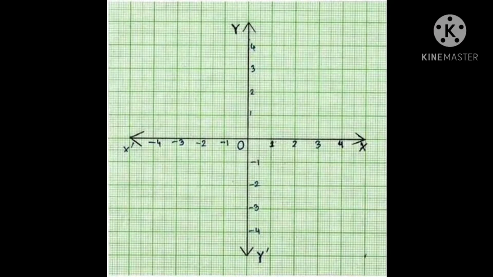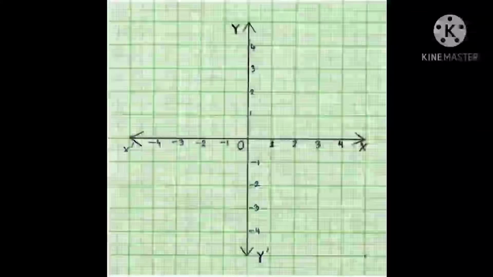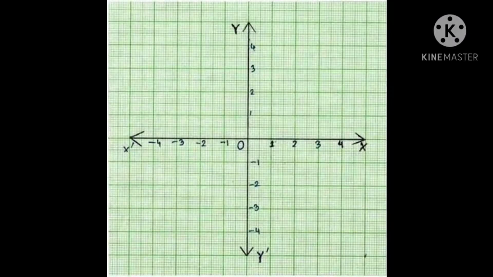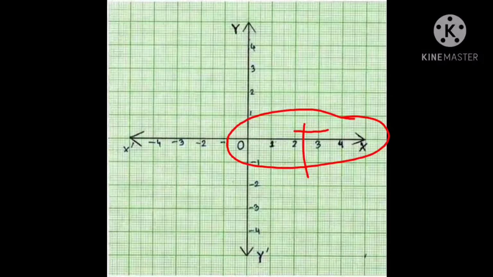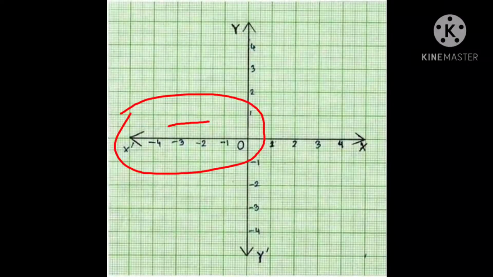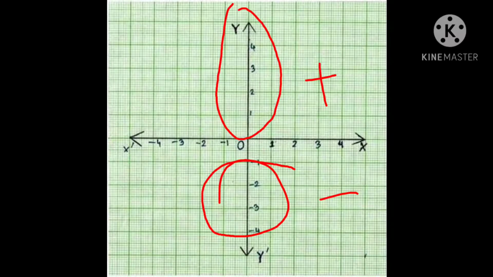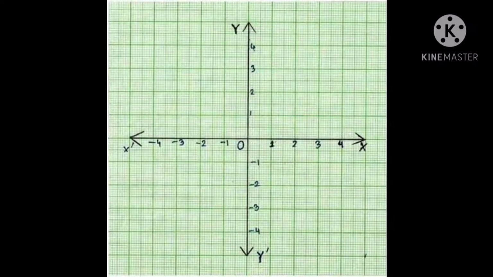René Descartes' system of fixing a point with the help of two measurements, horizontal and vertical, is named the Cartesian system. Listen to the signs in the graph. The x coordinate of a point is positive along OX and negative along OX dash. The y coordinate of a point is positive along OY and negative along OY dash.